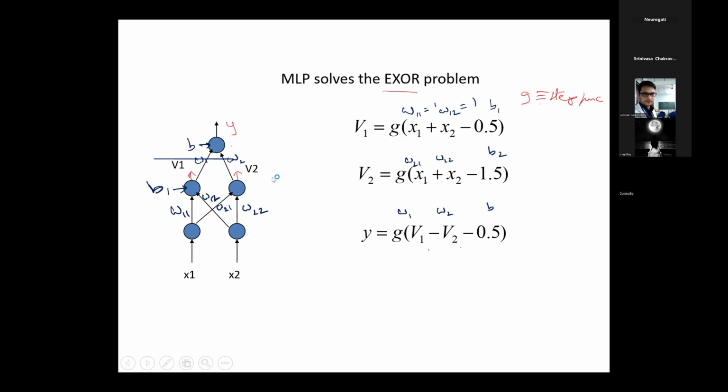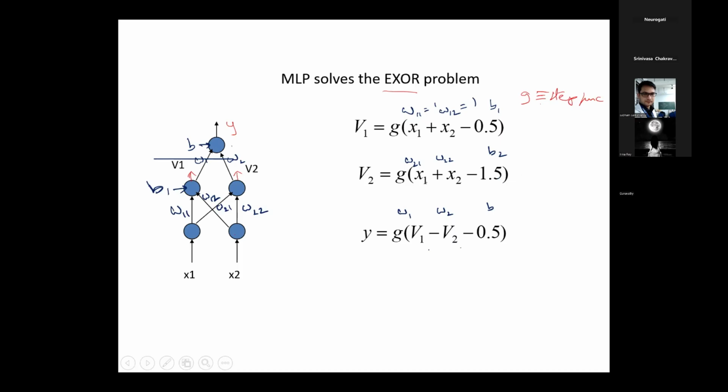So let us define a small three-layer network just for this problem, like this. There are two inputs, X1 and X2, then one hidden layer which has only two neurons. The outputs of these two hidden neurons, let's call them V1 and V2, feed into the final output neuron. There's only one output neuron. The notation is like this: V1 is equal to G of X1 plus X2 minus 0.5. V2 is G of X1 plus X2 minus 1.5.